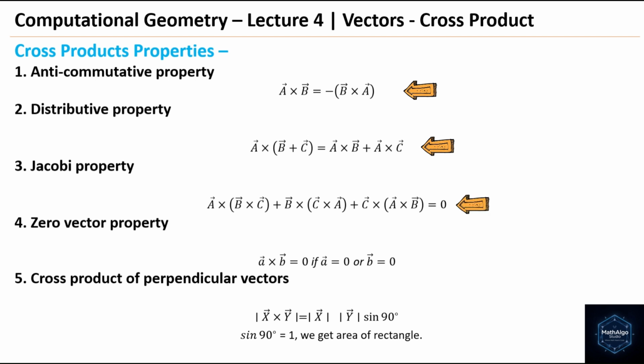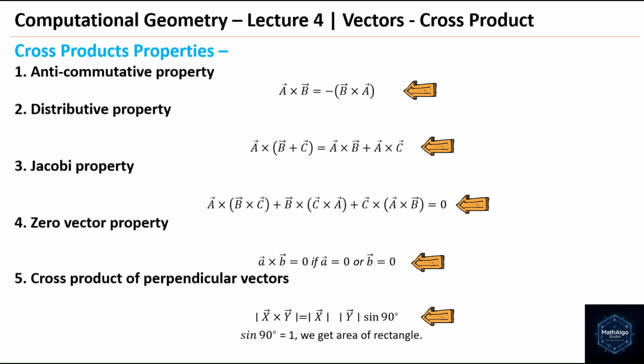Third, we have the Jacobi property. If we take three vectors A, B, and C, and cyclically apply the cross product, the sum of these three terms always becomes 0. This property is very useful in advanced vector algebra and physics. Fourth, the zero vector property. If either of the vectors is a zero vector, then their cross product will also be 0. This is because there is no area formed.